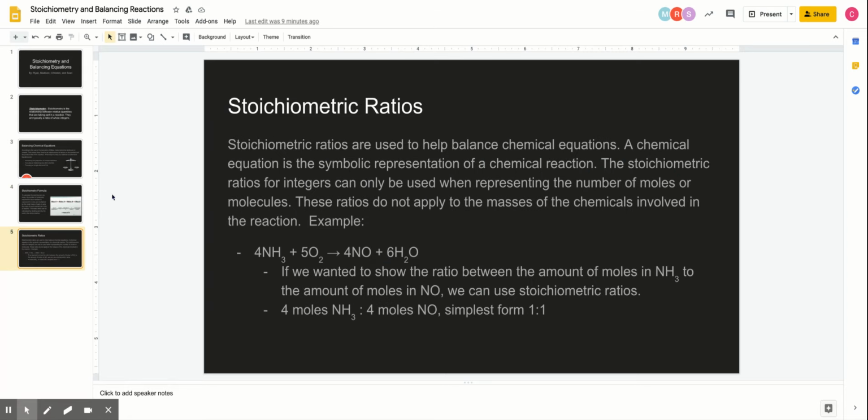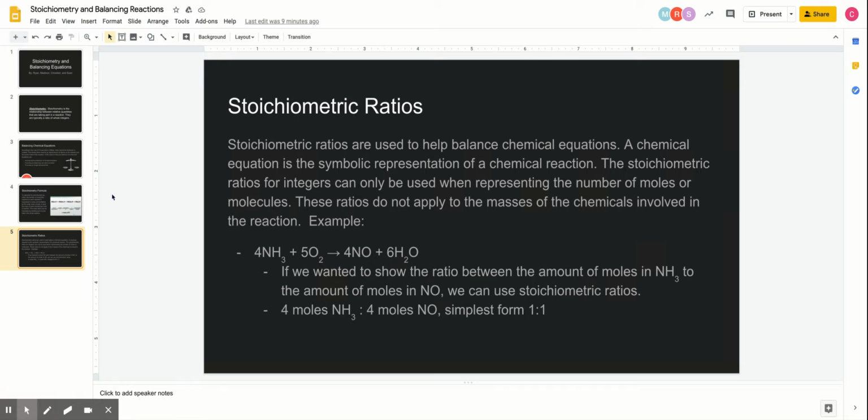Stoichiometric ratios. Stoichiometric ratios are used to help balance chemical equations. A chemical equation is a symbolic representation of a chemical reaction. The stoichiometric ratios for integers can only be used when representing the number of moles or molecules. These ratios do not apply to the masses of the chemicals involved in the reaction.